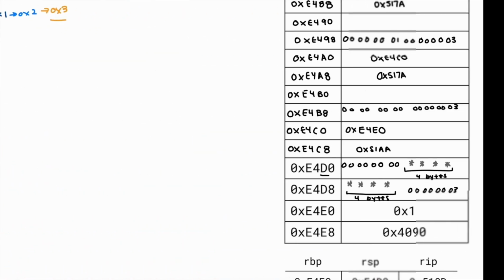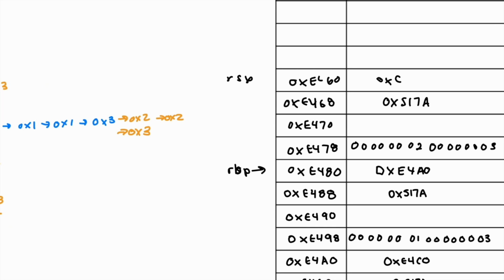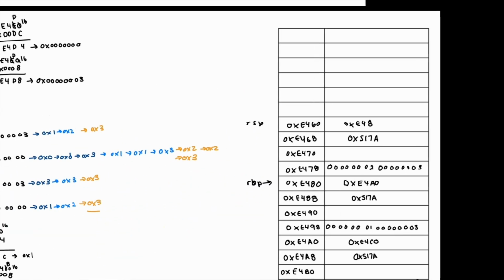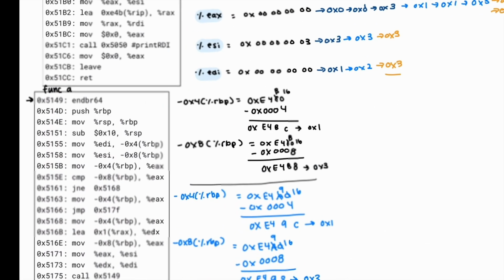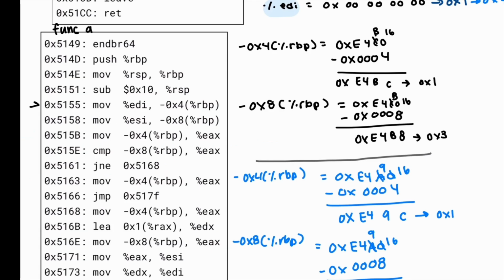So we're pushing RBP, so RSP goes up to 0xe460, putting the address inside RBP in here, E480. And then later we have to move RSP into RBP, so then our RBP will go right here, then we're subtracting 0x10 from RSP. Now we get to update our local variables again.